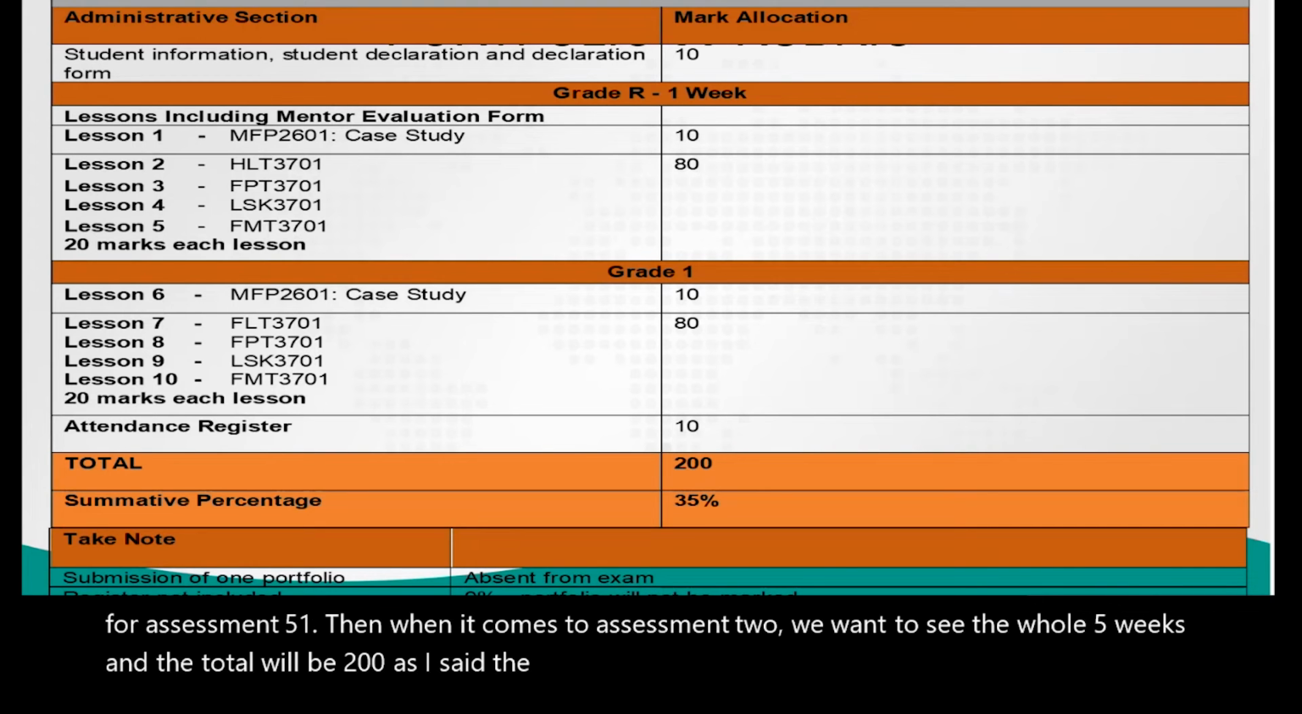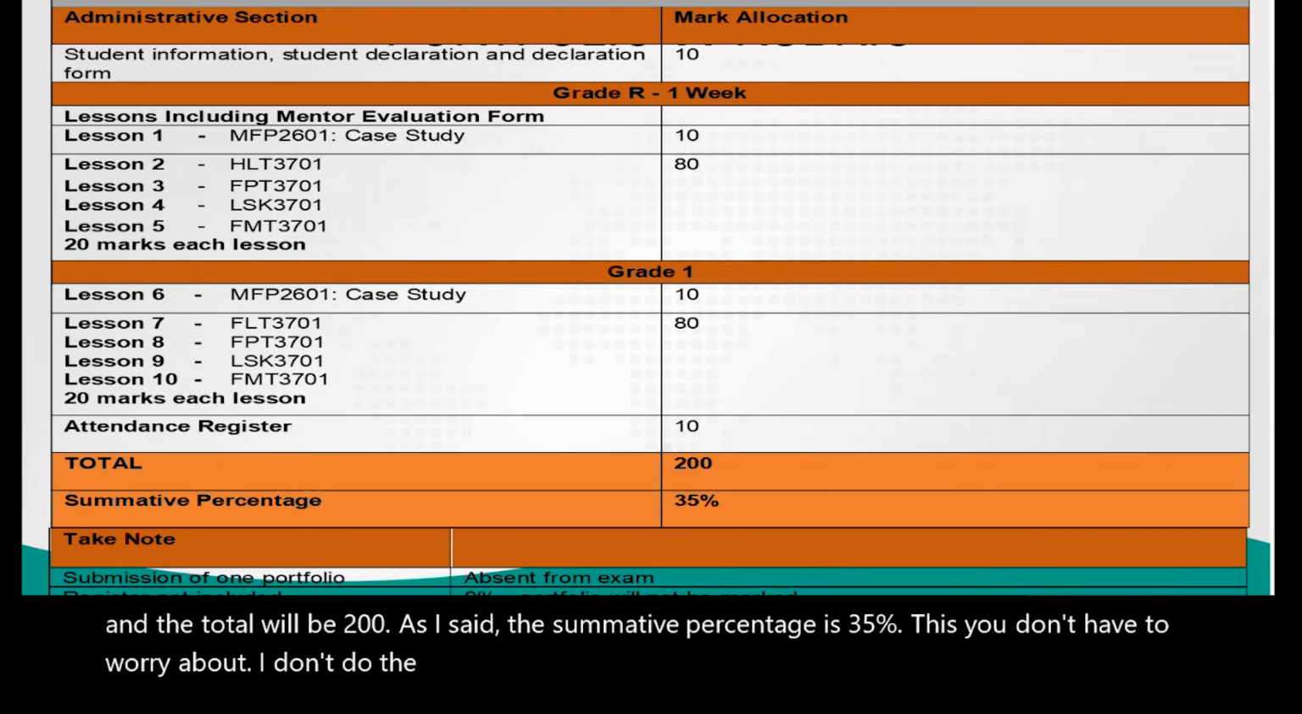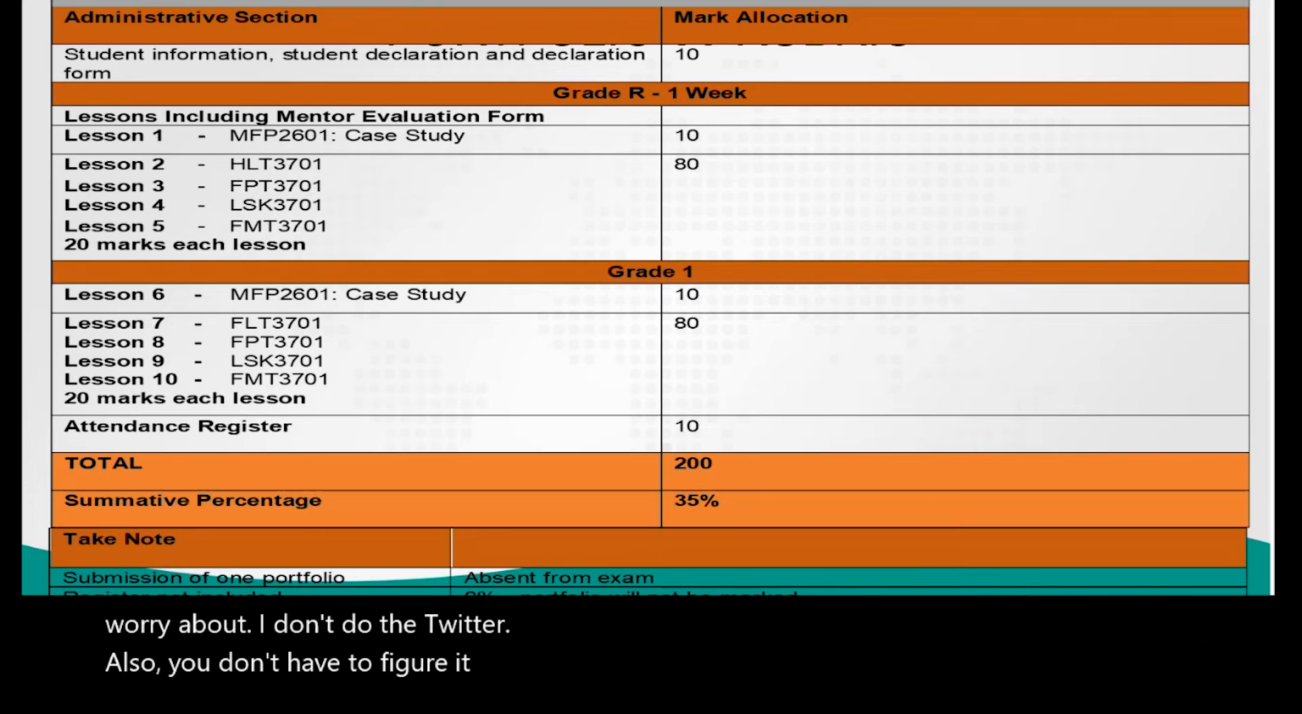As I said, the summative percentage is 35%. This you don't have to worry about. I don't do the total. Also, you don't have to figure it out. The system has been set like that.